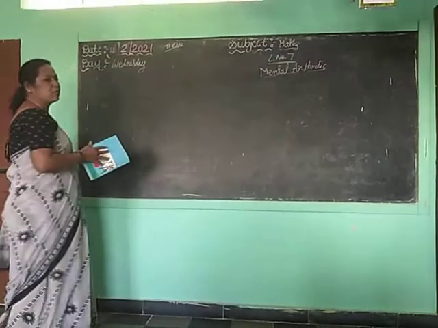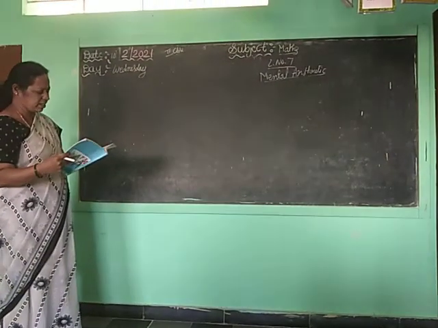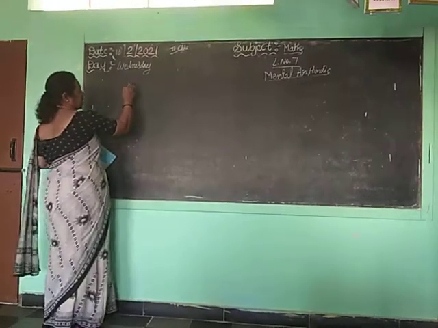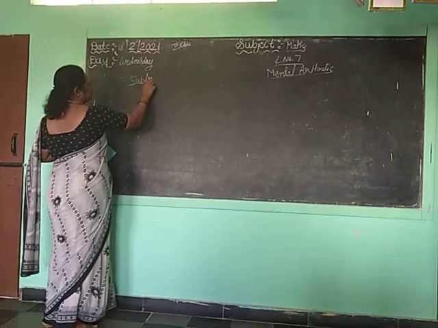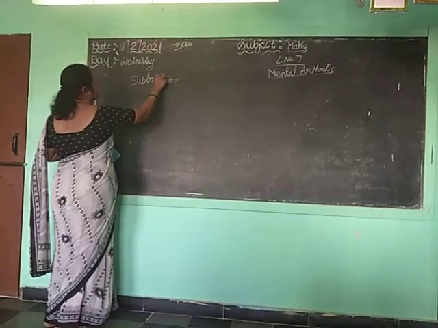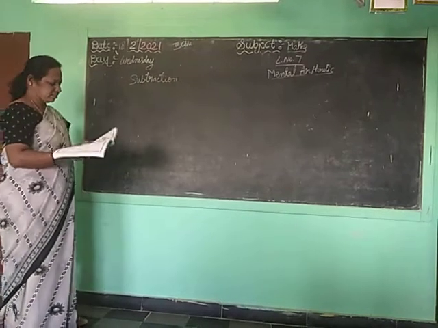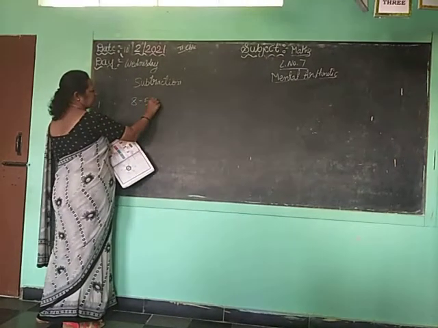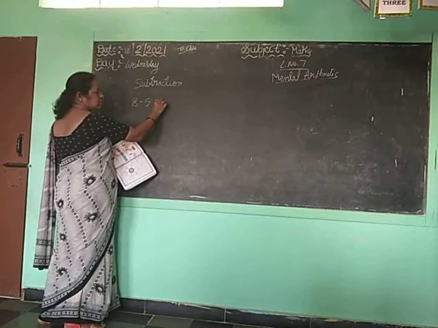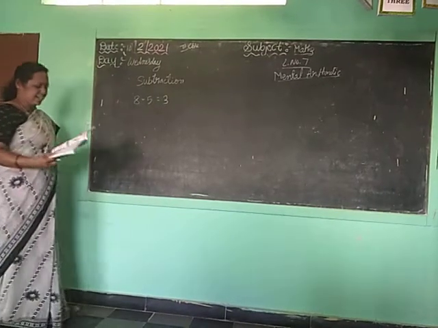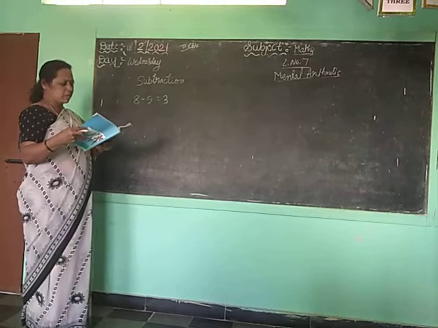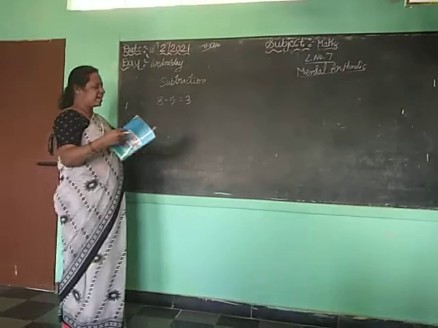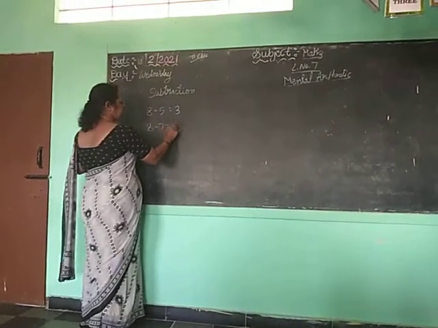Coming to page number 150 in your textbook, children. That is subtraction. Now we have learned addition, now subtraction mentally. See, they gave 8 minus 5. 8 minus 5 is how much, children? 8 minus 5 is 3. So, choose the most suitable method to solve the problem quickly and practice. They are asking 8 minus 7 quickly.